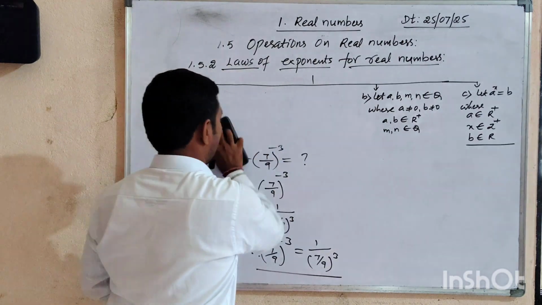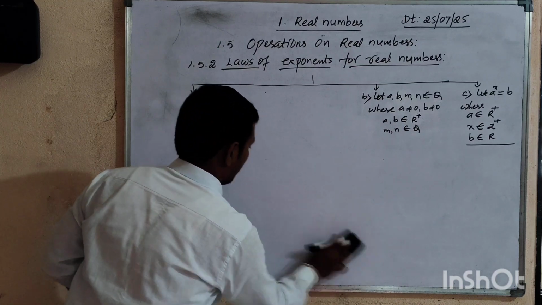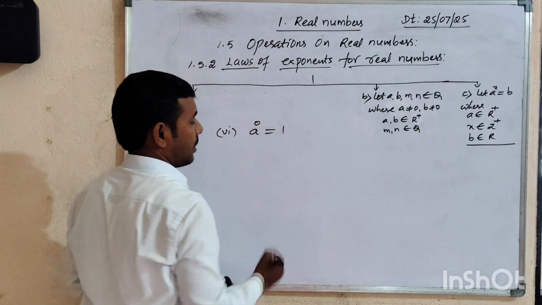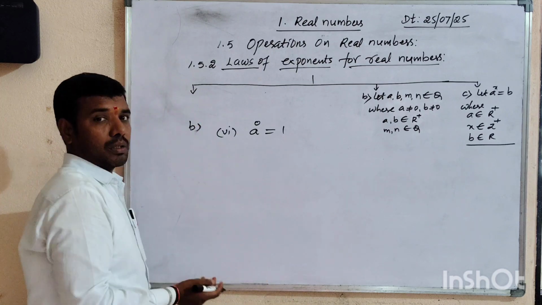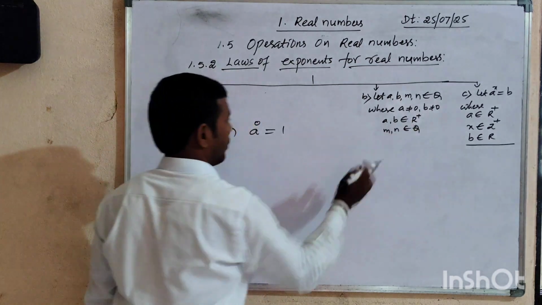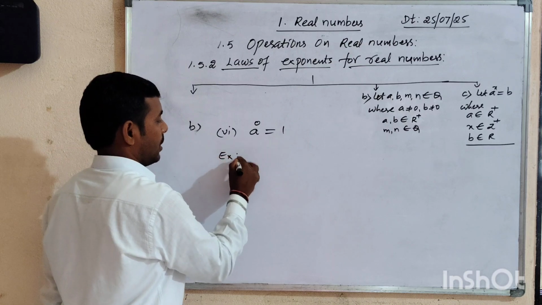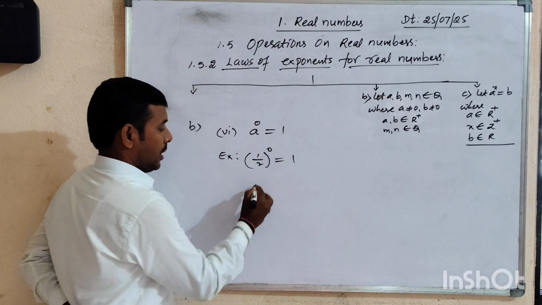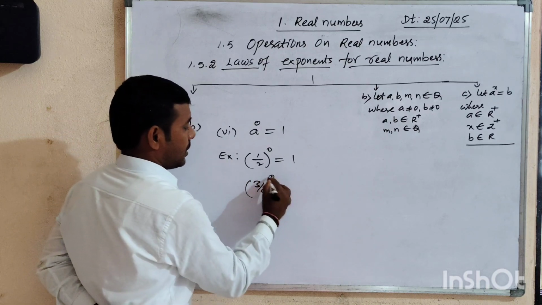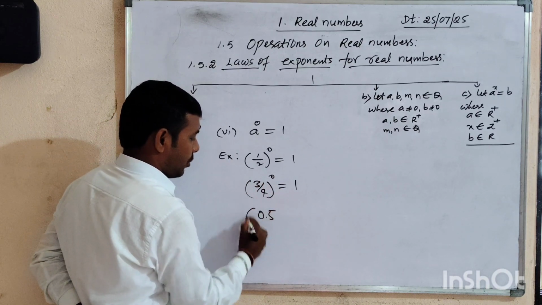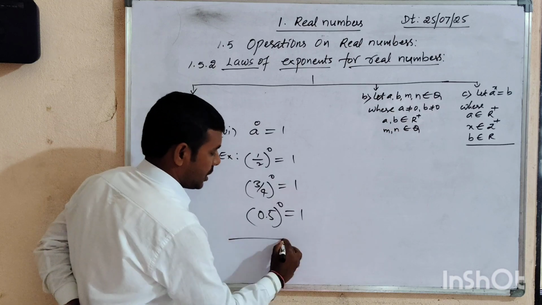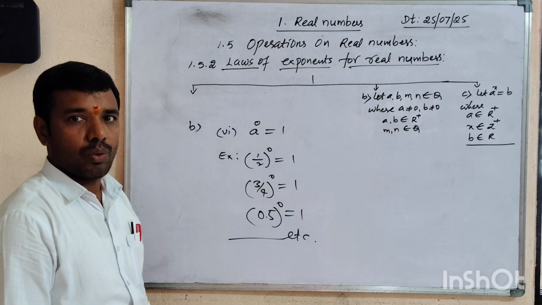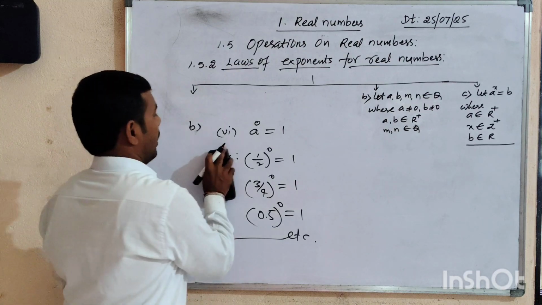Let us see the sixth formula. What is the sixth formula? a to the power of 0 is equal to 1. Absolutely it is correct. a position, let us take a positive real number. Now I am writing examples. 1 by 2 to the power of 0. What is the answer? 1. 3 by 4 to the power of 0. What is the answer? 1. 0.5 to the power of 0. What is the answer? 1. In such a way we can give many examples. Right? Clear? Okay now. This is about the sixth.